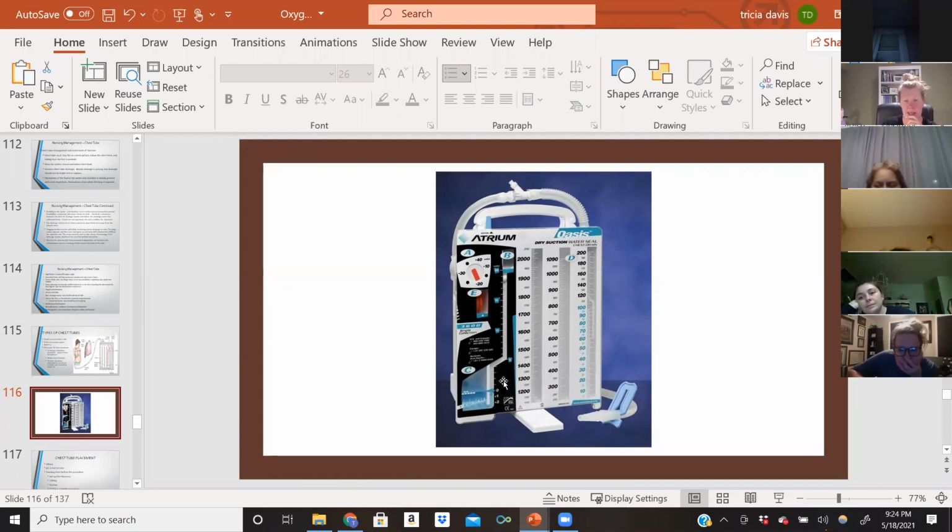This is the water chamber. And this is where you would document. This is your output. So 10, 20, 100, 1200, up to 2000. You would just take your little Sharpie and mark it wherever you see it at the beginning and the end of your shift. And right here at the bottom, this is that clamp. So if the doctor says clamp it, let's do a trial run, that's the clamp you would use.